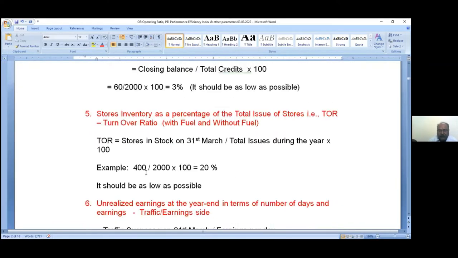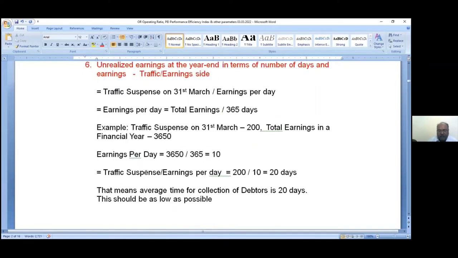Okay. And another parameter. See, all the above parameters are on the expenditure side. Except this one, this is the earning side. This last parameter is the earning side: unrealized earnings at the year end in terms of number of days and earnings. To understand this easily, I have taken an example. Here, the formula is profit suspense, that is unrealized earnings on 31st March, divided by earnings per day. So how will you arrive at earnings per day? The total yearly earnings divided by 365 days is called earnings per day.